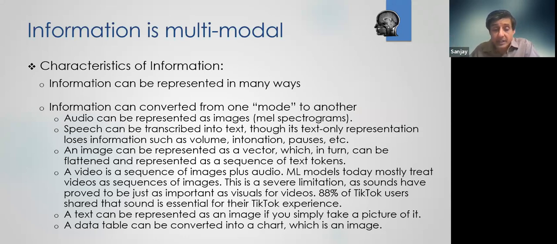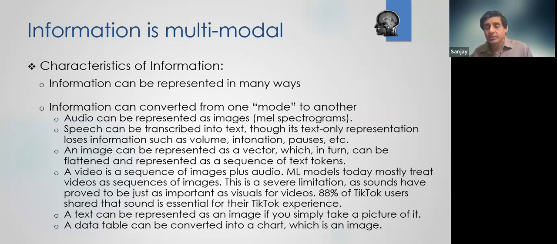And text. Text can be represented as an image if you take a picture of it, or if you take a photograph and you write on it, right? So text can become a part of an image, or you can have an image which only contains text, or contains text and visual information. So you can combine types of information here. And a data table can be converted into a chart, which basically is an image, as we talked about earlier.